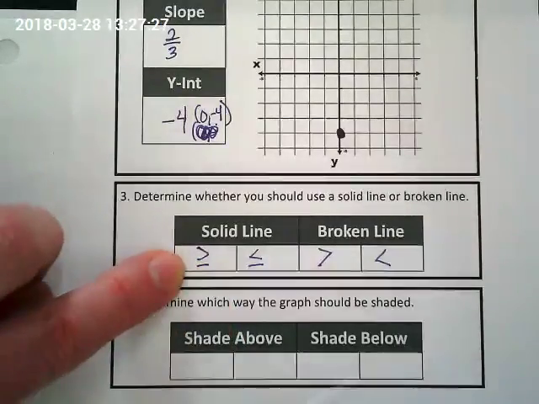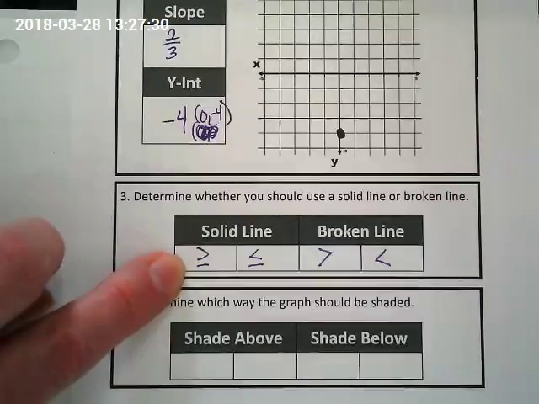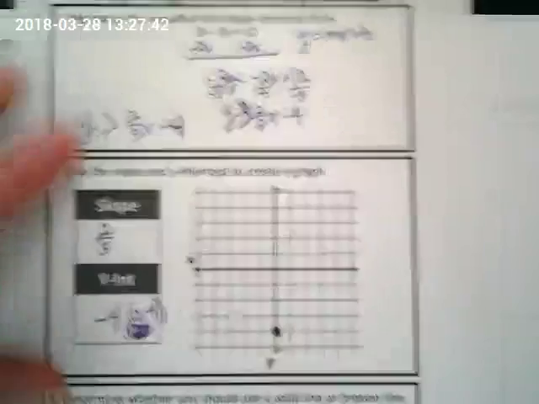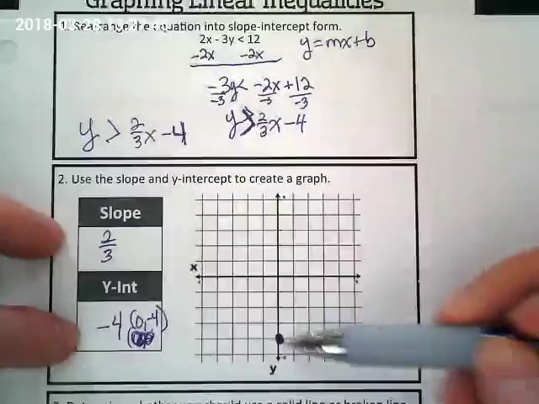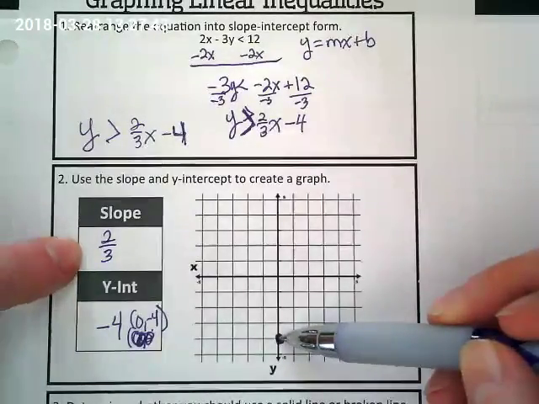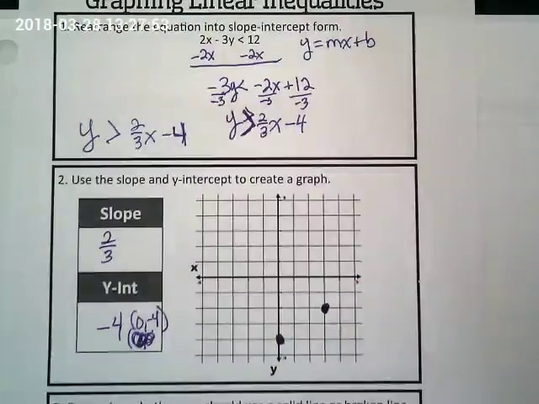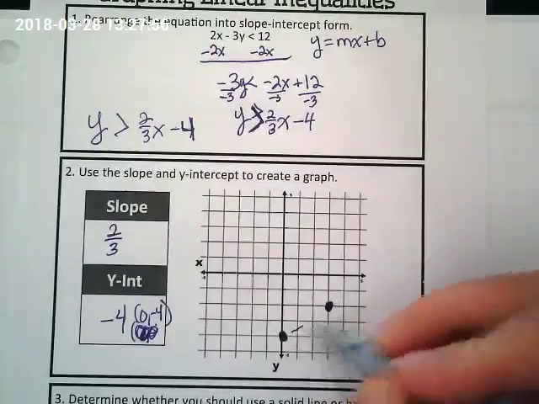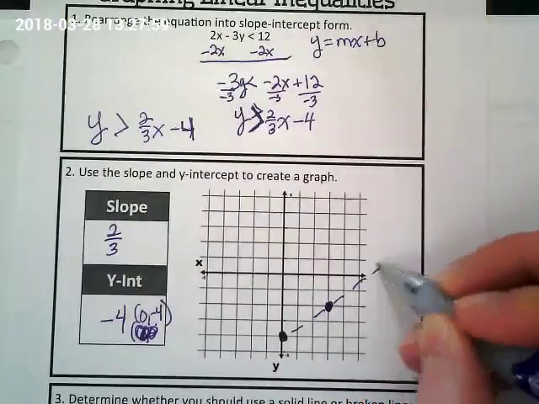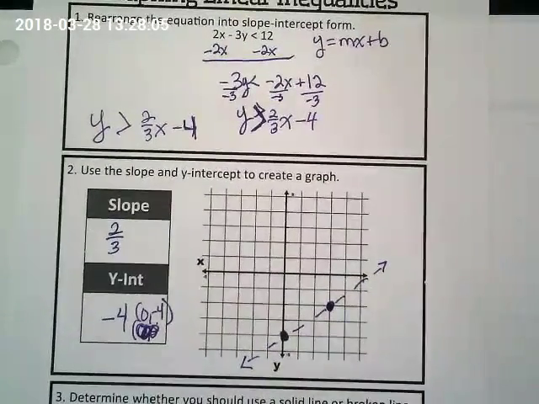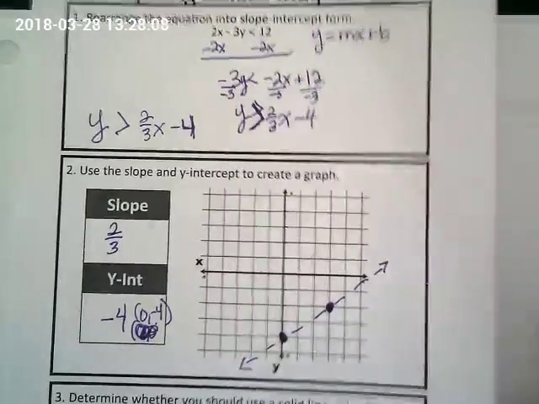So if I'm doing that, I'm going to be filling in my circle on a number line, or I'm going to be filling the whole line in on a coordinate plane. What kind of symbol do we have here? So we're going to have a dashed line or a broken line for this one. Let's go ahead and start graphing it. We've got our y-intercept. We've got our slope is 2 over 3. We're going to rise up 2 and run over 3. And our line is going to have dashes like this to show that it's broken. I'm sad. I don't like broken things.